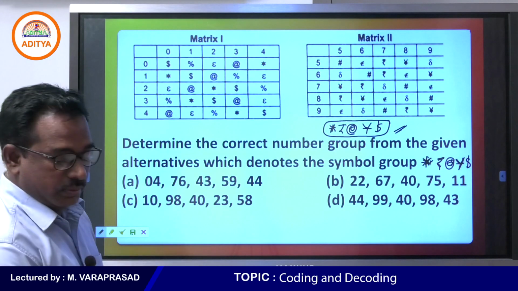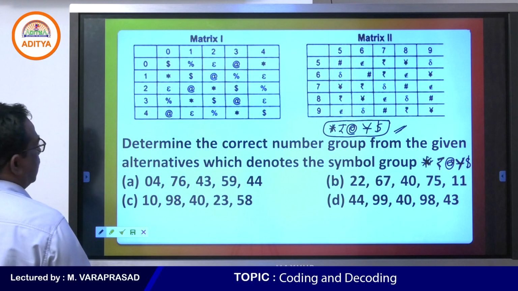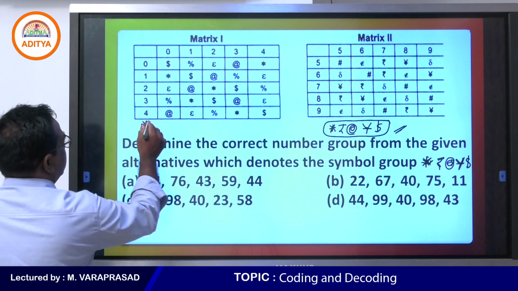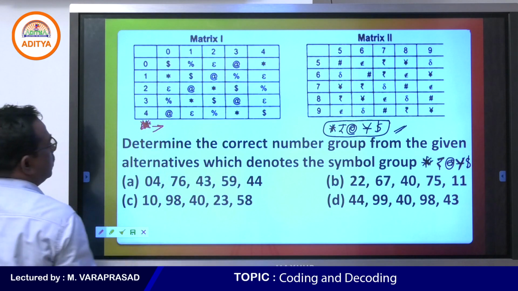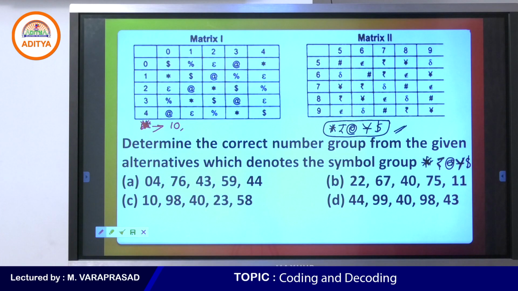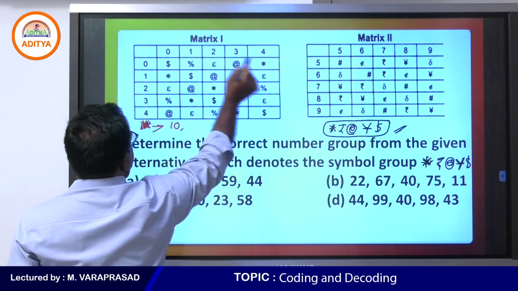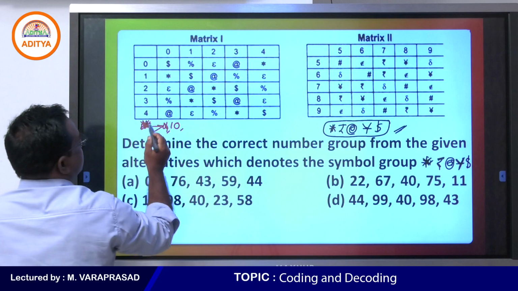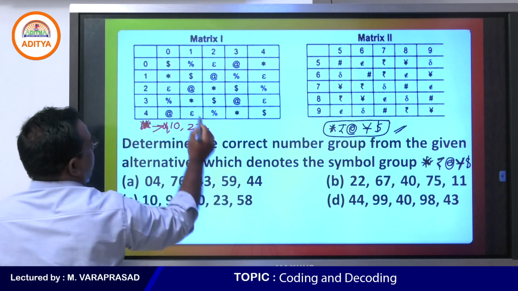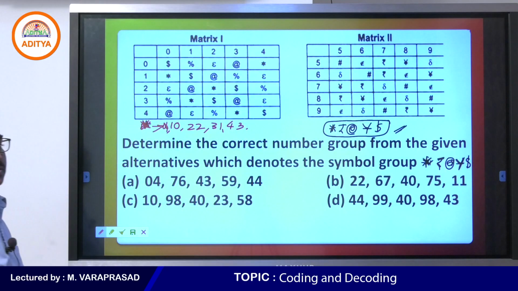Yes. Row by column, how will you represent star? If you take the first one, star will be represented. In how many ways can we write star? If you take here, star is there, 1 0. Star can be represented as 1 0. 0 4 is also there, 0 4, 1 0. Next one star is here, 2 2. Next one star is here, 3 1. Next one star is here, 4 3.